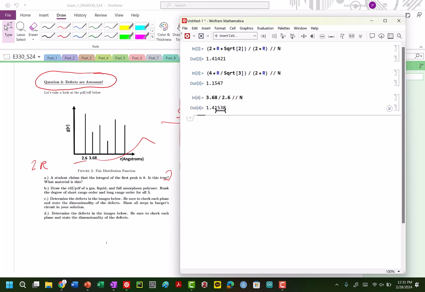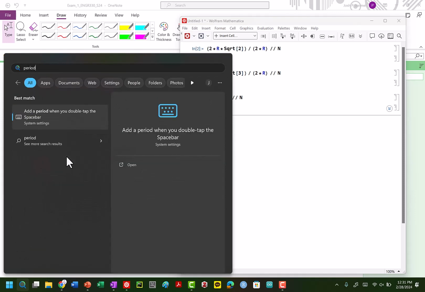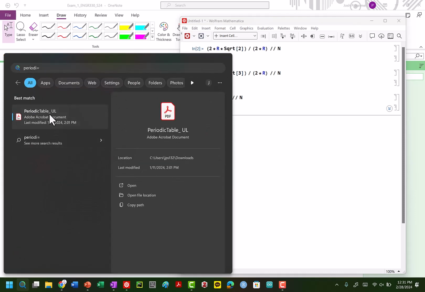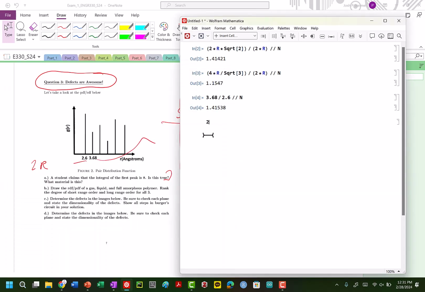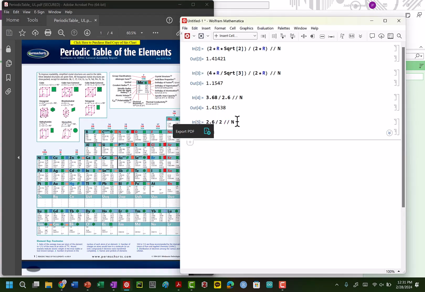What material is this? Well, it could be simple cubic or it could be FCC. So the student is not correct. So what do we have to do? Well, I'm going to go to my periodic table. Then I'm going to solve. I know that 2.6 divided by 2, that's going to give me a 1.3.